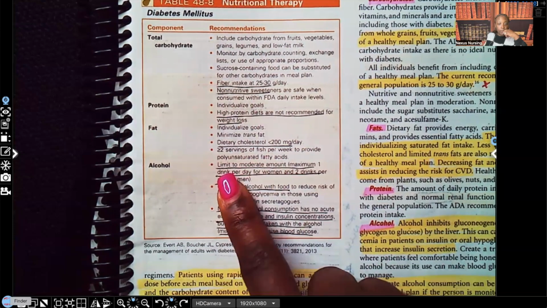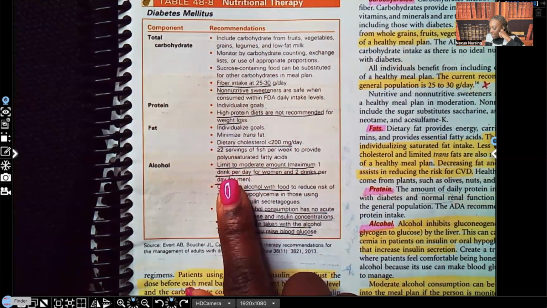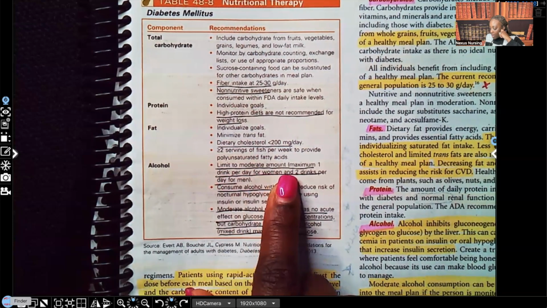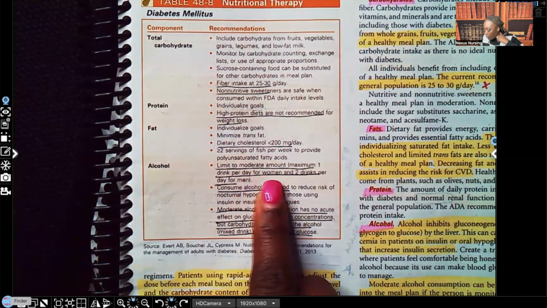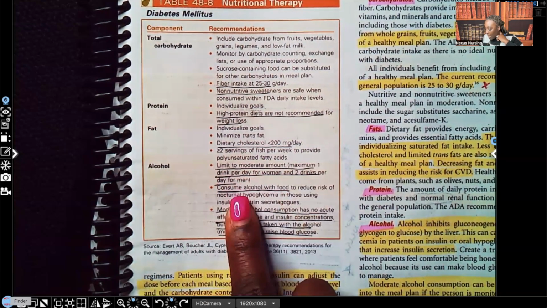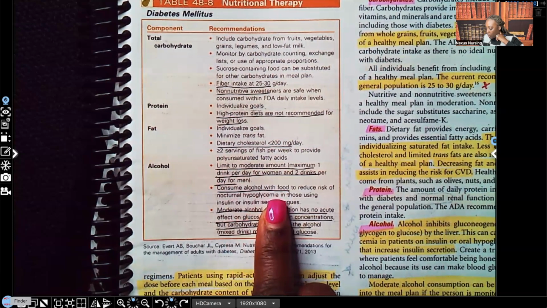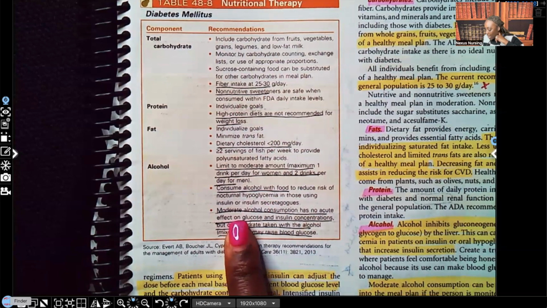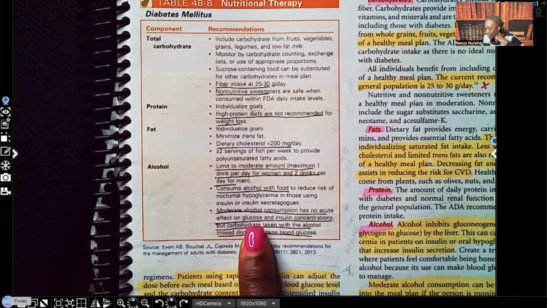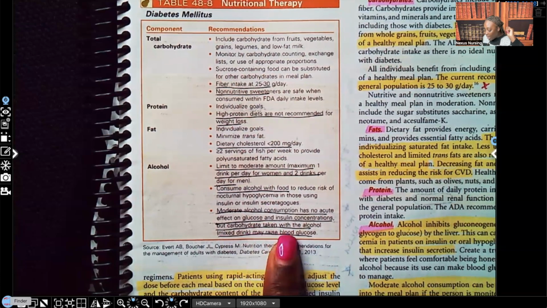Alcohol, look at this. You want to limit to a moderate amount of alcohol per day. Look at this, maximum 1 drink per day for women, 2 drinks per day for men. Consume alcohol with food to reduce the risk of nocturnal hypoglycemia. Moderate alcohol consumption has no acute effect on glucose and insulin concentrations, but carbohydrates taken with alcohol, like a mixed drink, can raise the blood sugar.